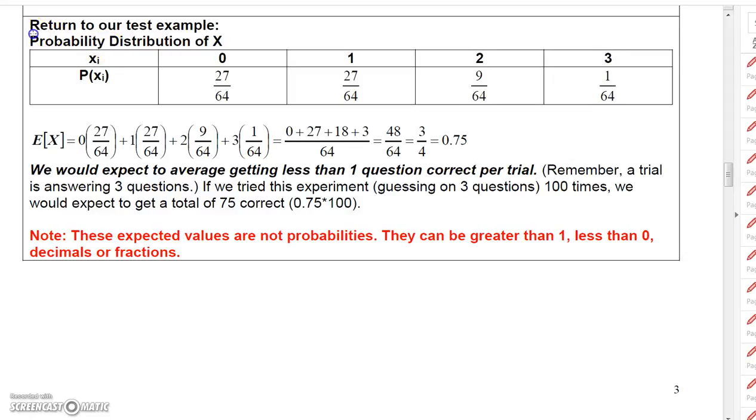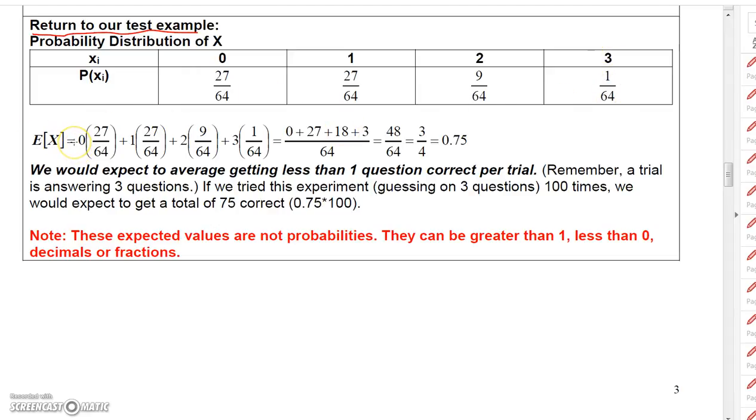Okay, let's return to our test example. Remember, we had given the probability distribution for answering the questions as getting 0 correct, probability 27 out of 64, 1 correct 27 out of 64, 2 correct 9 out of 64, and 3 correct 1 out of 64.